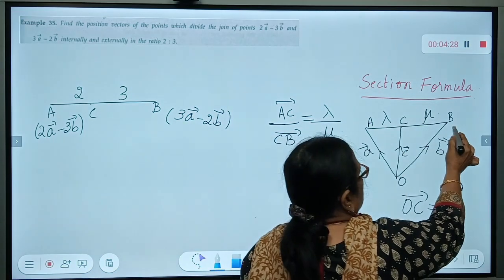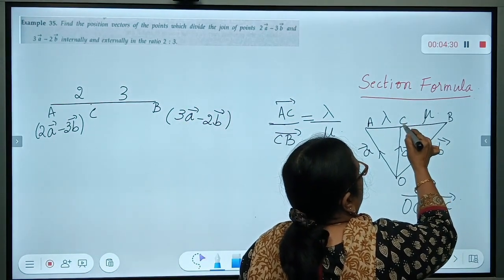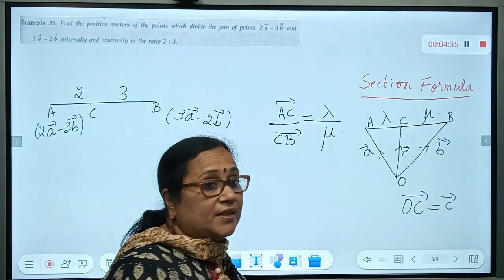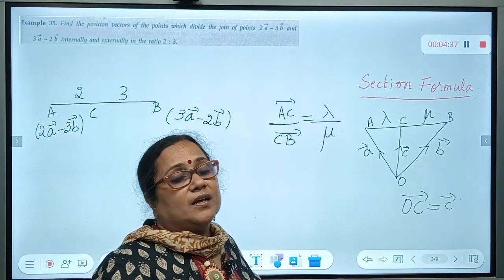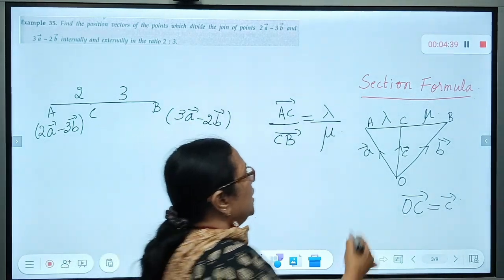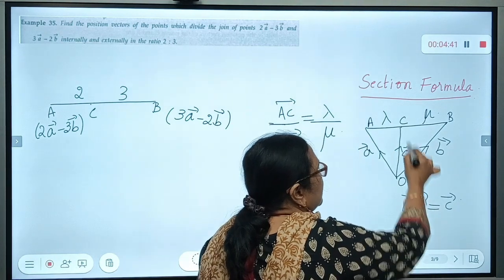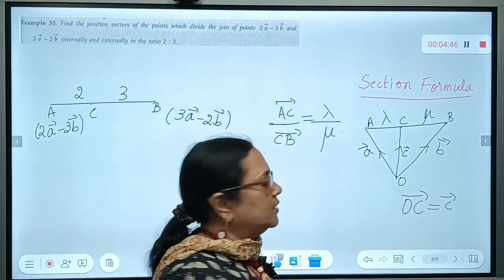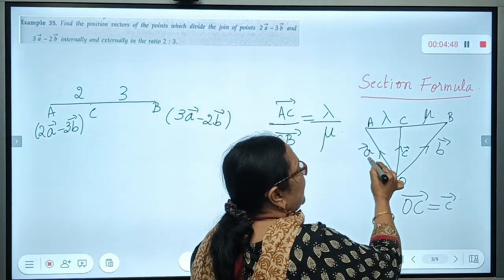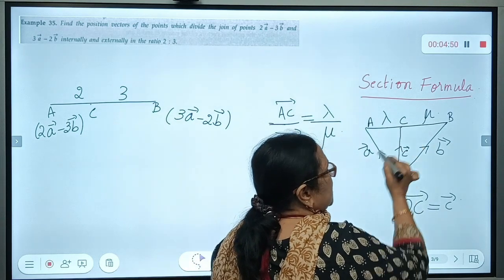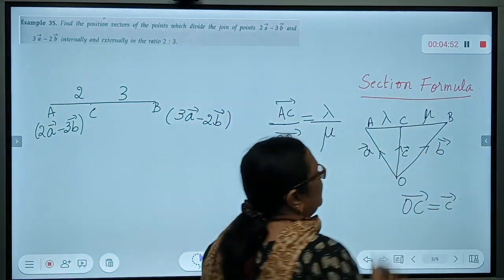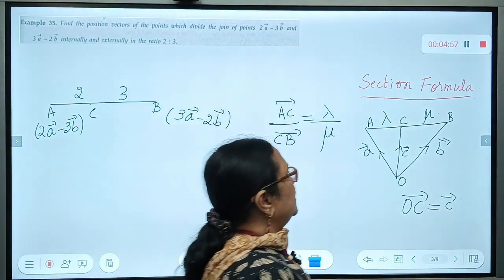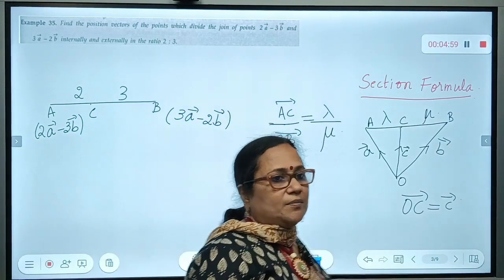Suppose you have 2 points A and B and join them. C is a point which divides AB internally in the ratio lambda is to mu. Now join A, B, C with O. Let O be the reference point for finding the position vector. Then OA vector be A vector, OC vector be C vector, OB vector be B vector. Okay. Now we want to write down C vector in terms of A vector and B vector.